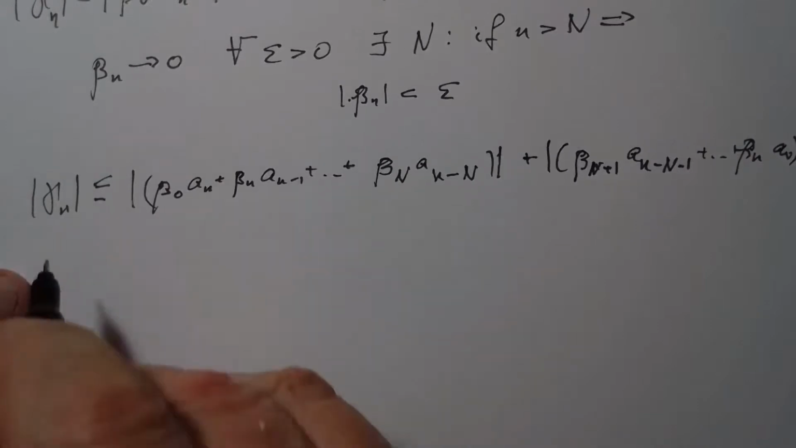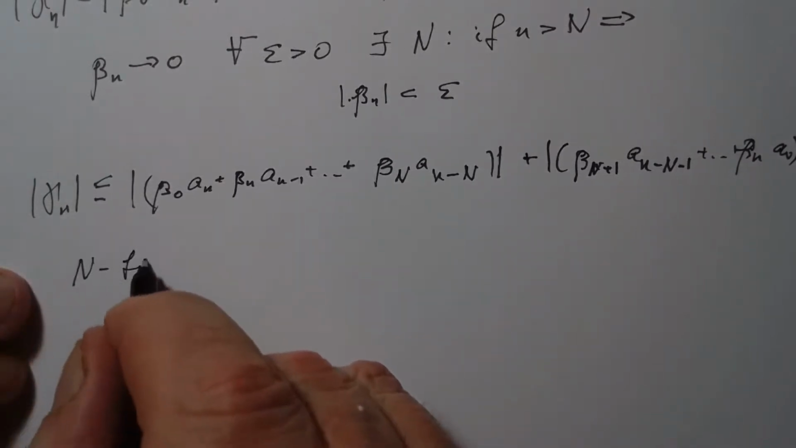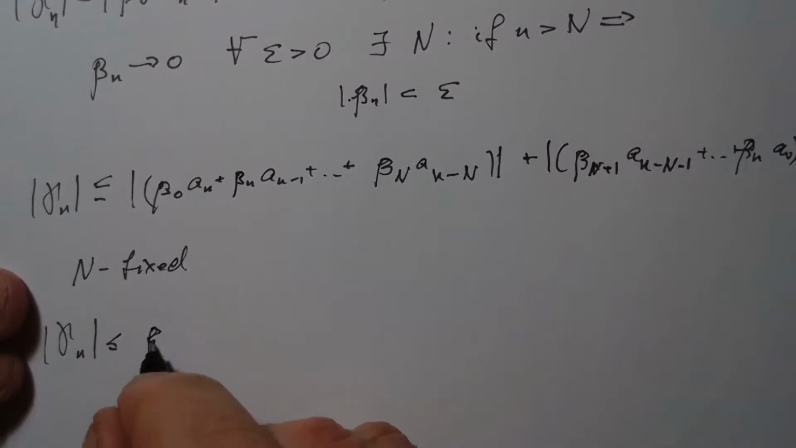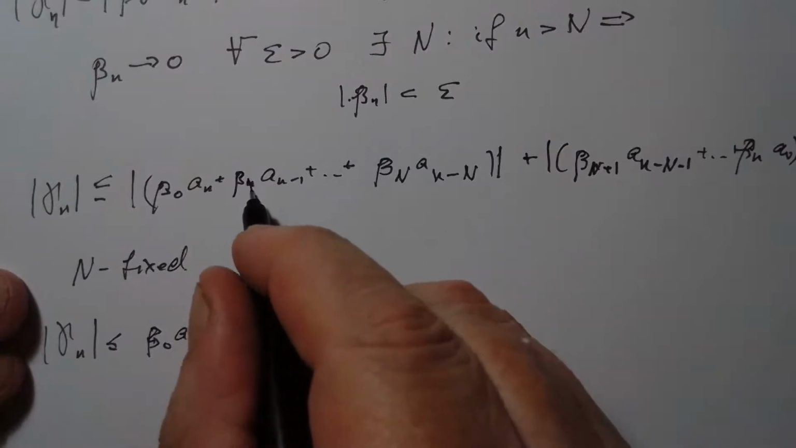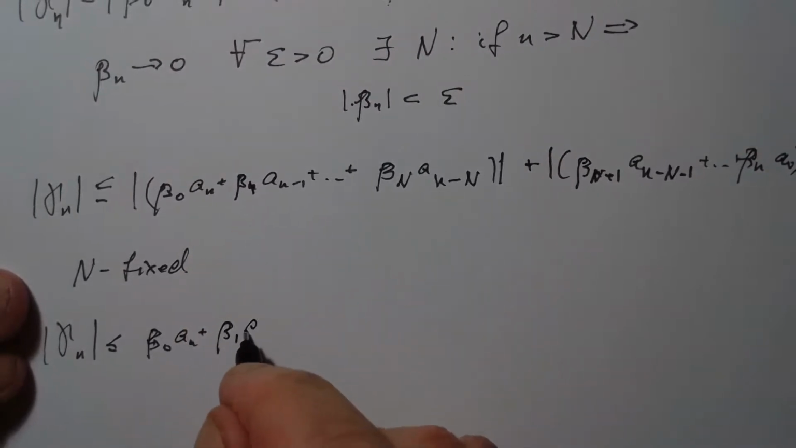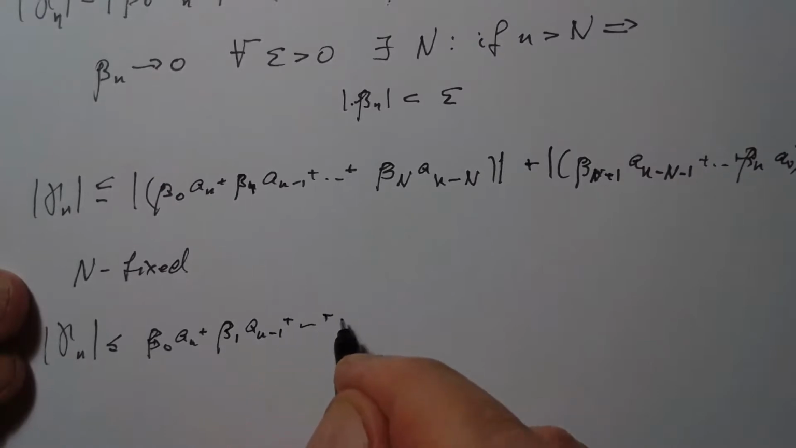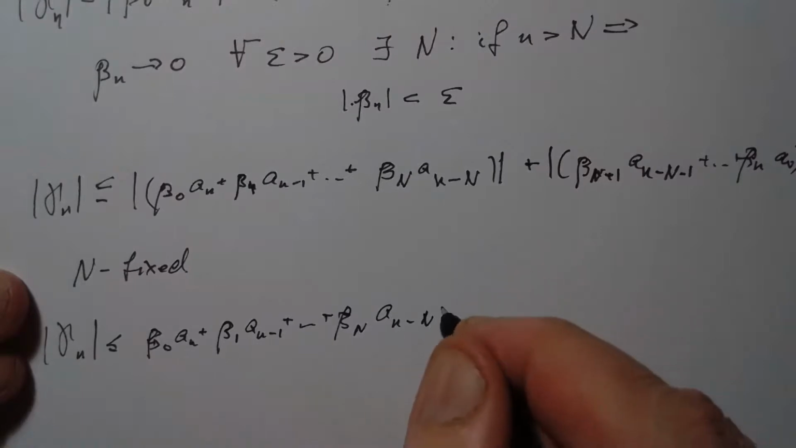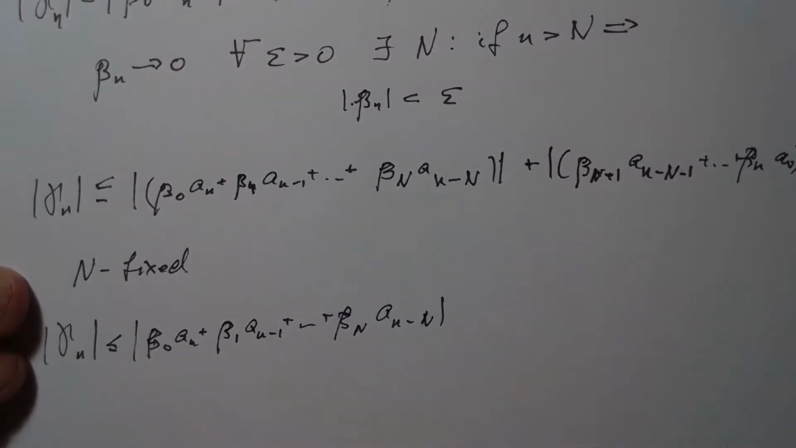Okay, so now I'm going to keep capital N fixed. N is fixed once and for all. And if N is fixed once and for all, I'm going to say that this gamma n is less or equal than this beta naught a n plus beta 1 a n minus 1 plus etc. plus beta N a n minus N. This is this term over here that I'm not really changing.